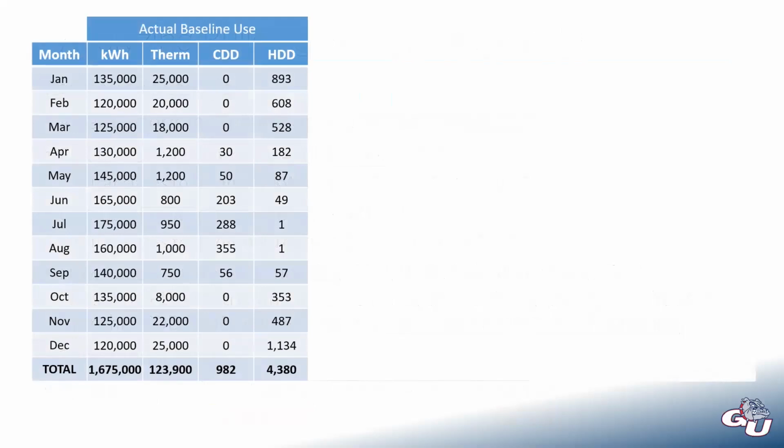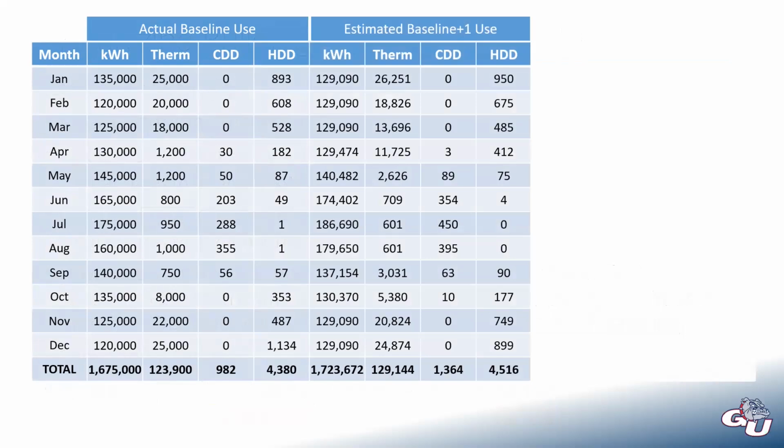So here's our actual baseline use and associated heating and cooling degree days. And then if we run through those steps, we get this estimated baseline plus one use. So on the electric side, they used 1,675,000 kilowatt hours, but theoretically they would have used a little over 1.7 million because of that increased cooling degree days in that year. On the heating side, we started at around 124,000 therms, but because of the increased heating degree days, that puts us at 129,000.